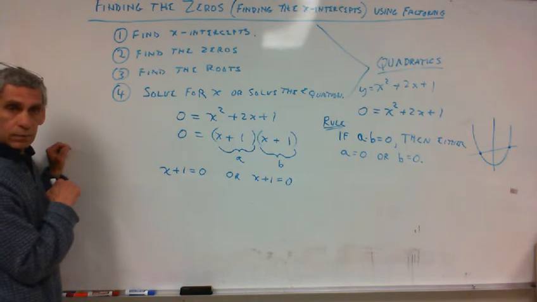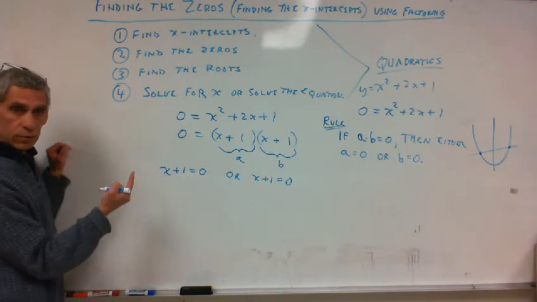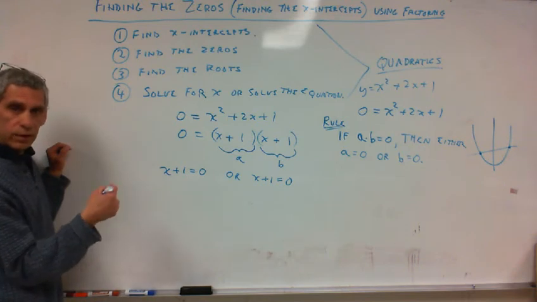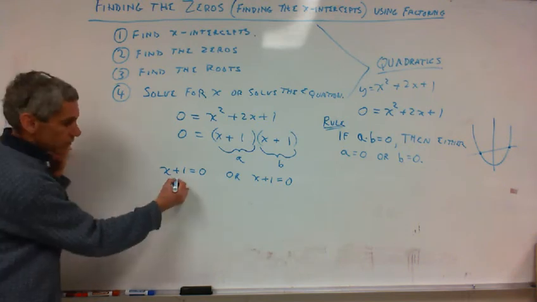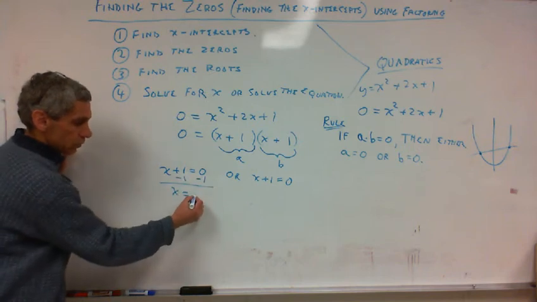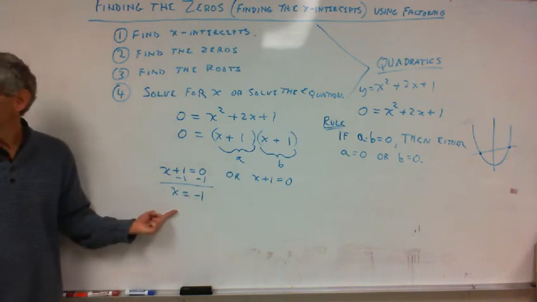So, I want to say x equals. I want x all by itself. Right? Just back to the first week of Algebra 1. Subtract the 1, subtract 1. So I have x is equal to negative 1, and that's what you would have gotten with the quadratic formula.